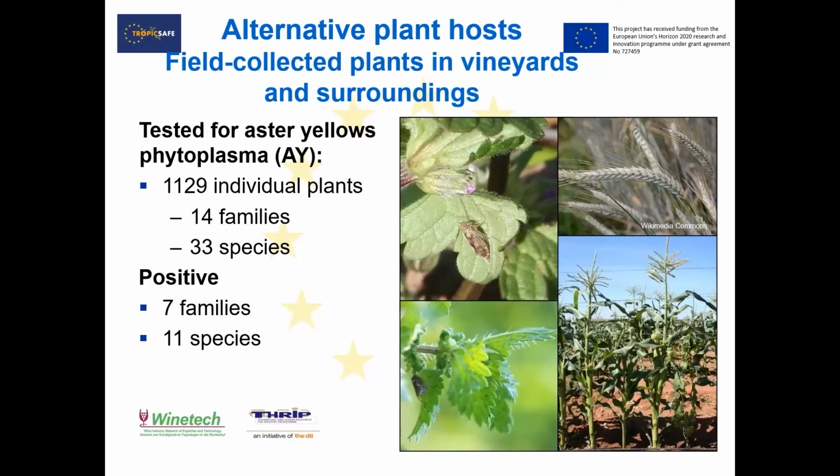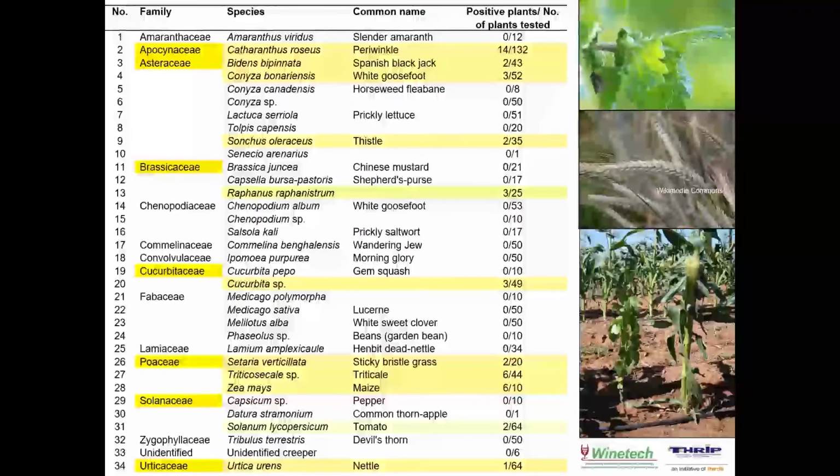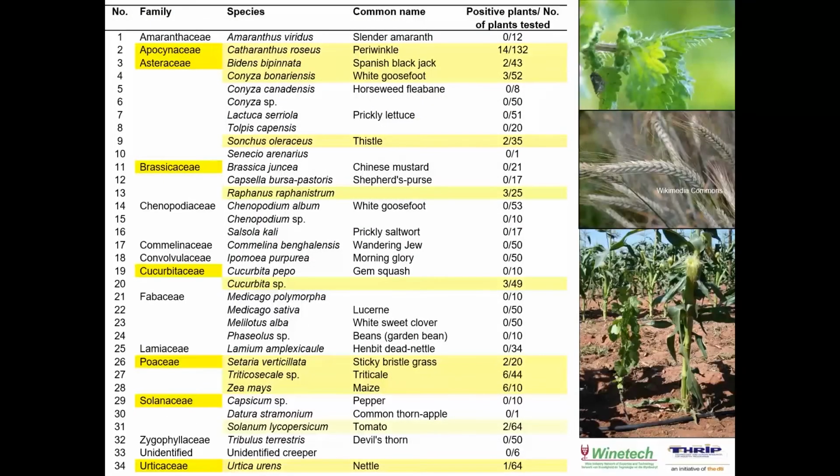In a previous study, we collected and tested more than 1,000 individual plants from 14 families and 33 species. The plants were collected in grapevine blocks and surrounding areas. Of the plant species tested, 11 species belonging to 7 families tested positive for Aster Yellows Phytoplasma. The table shows the plant species and the number of plants tested and how many were positive. Those that tested positive for Aster Yellows are highlighted in yellow.